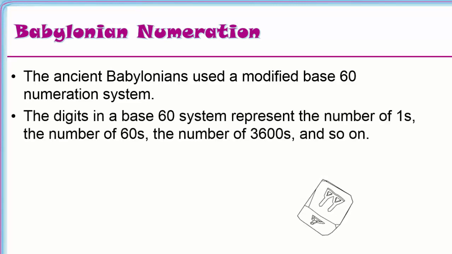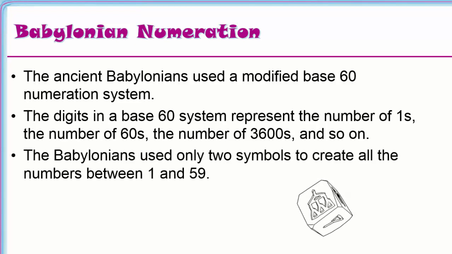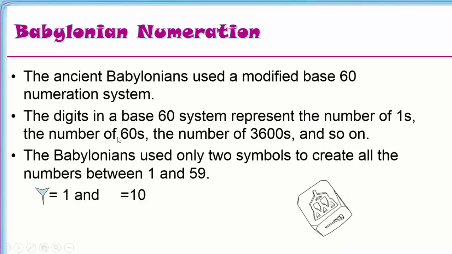The digits in a base 60 system represent the number of ones, the number of 60s, and the number of 3,600s, and so on. The Babylonians used only two symbols to create all their numbers between 1 and 59. They used this symbol for 1 and this symbol for 10.